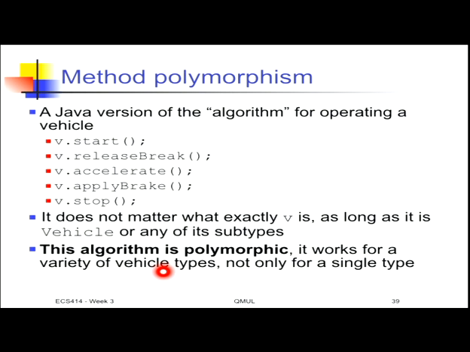So if I ask you in the code for your mini project, can you show me some polymorphism, you should point to bits of your code where you have statements that are polymorphic. So statements that refer to a variable of a supertype, but that may have different behaviors according to what instance that variable is.